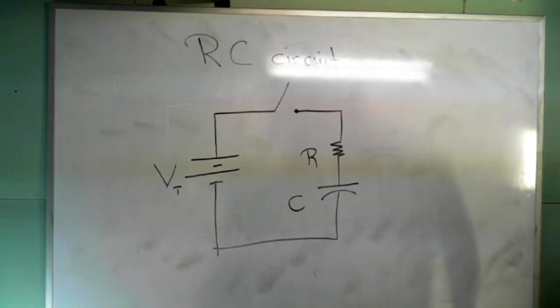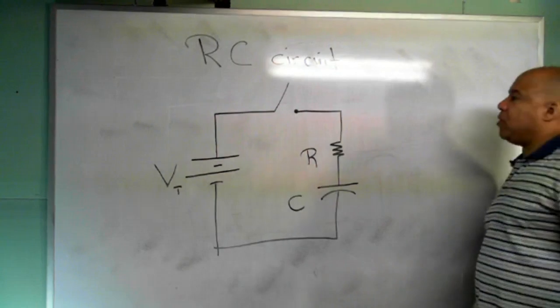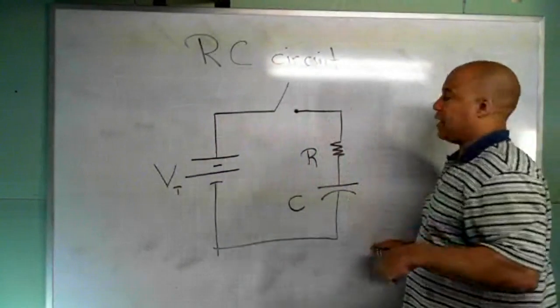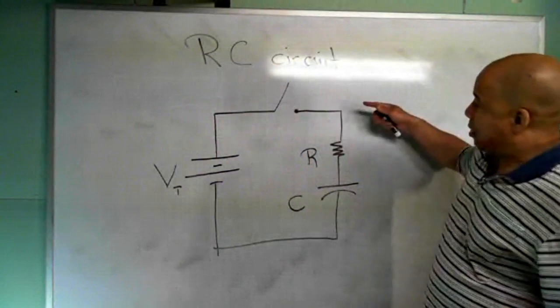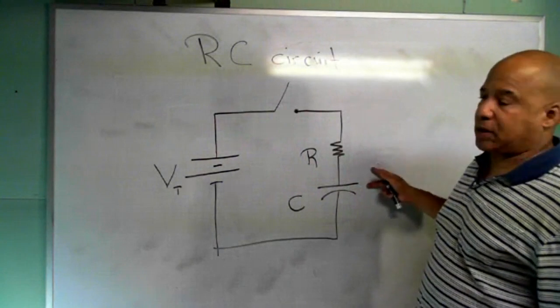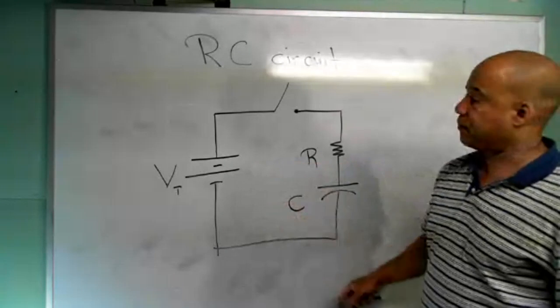And I want to talk about how this circuit behaves. What happens when I close the switch? So what we're going to do is we'll close the switch, and when I close the switch, I'll tell you what's going to happen. When I close the switch, the capacitor is going to start to charge up. It's going to get more and more volts across it until it equals what's over here.